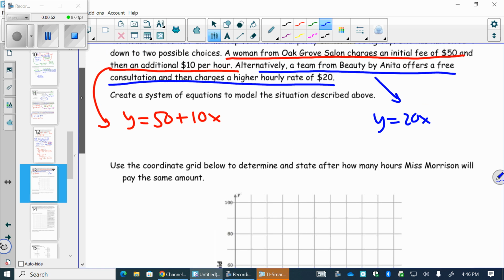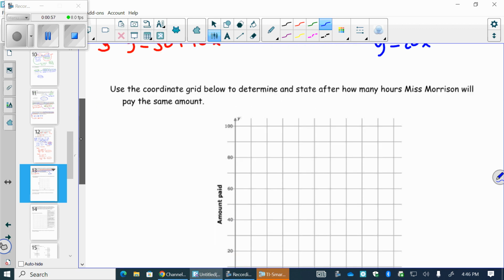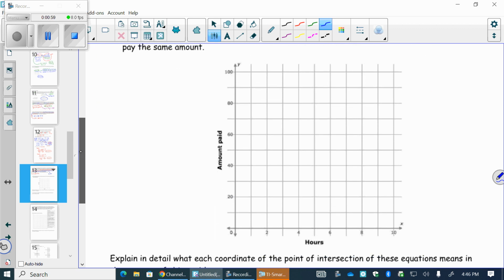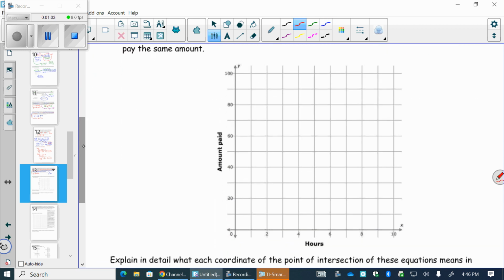So let's graph Oak Grove first. It's going to start at 50, and the slope is 10. So start at 50. We're going to go up 10 over 1. Notice the vertical scale here counts by tens: 10, 20, 30, and so on. So that's what this line looks like. So that's Y equals 50 plus 10X.